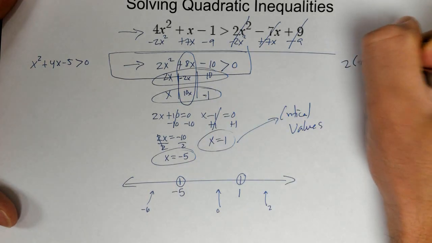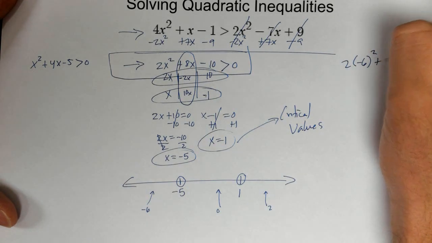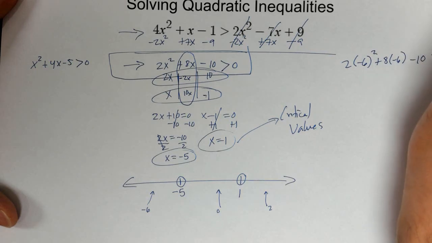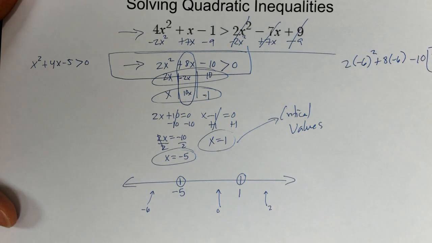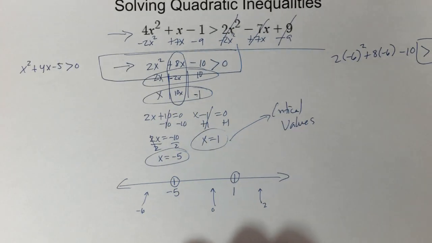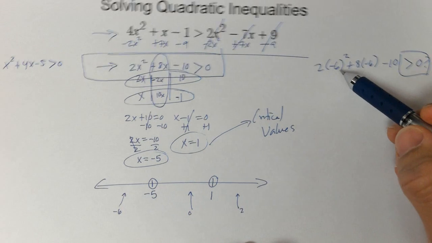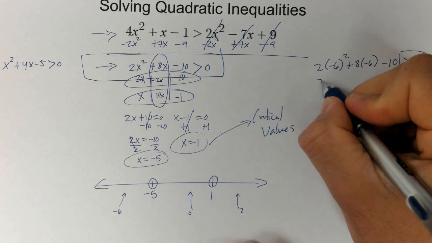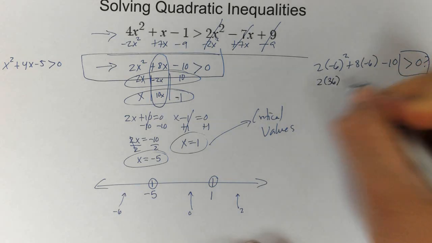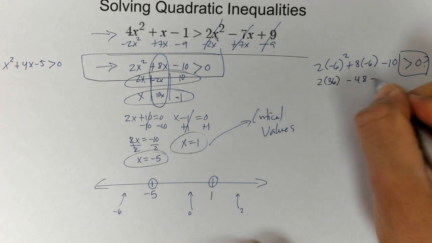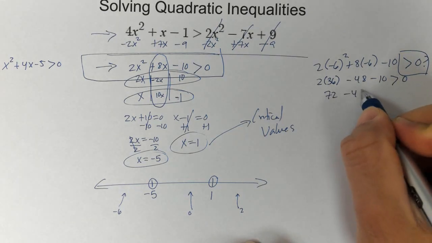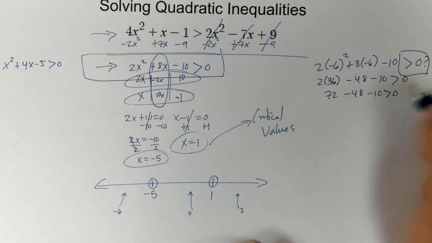So we got 2 times -6 squared plus 8 times -6 minus 10. Is that greater than 0? Remember when we're simplifying, we got to do PEMDAS. So parentheses first and then the exponent. So -6 squared is positive 36. So that's 2 times 36 minus 48 minus 10. 2 times 36 is 72. 72 minus 48 minus 10.